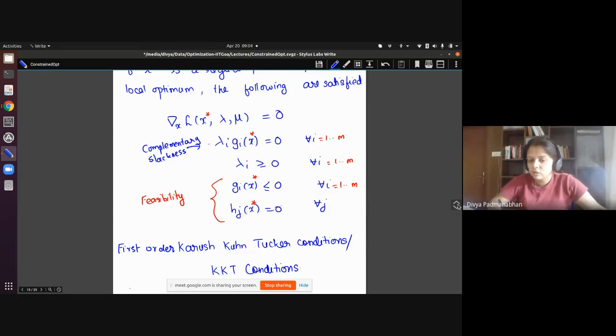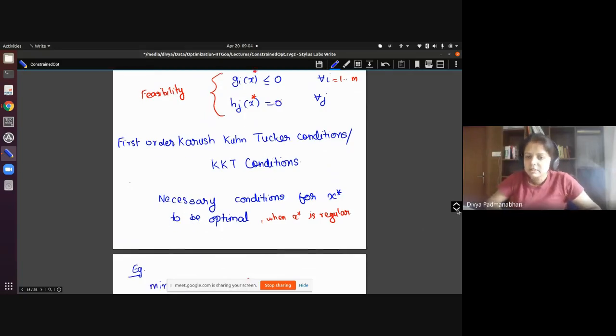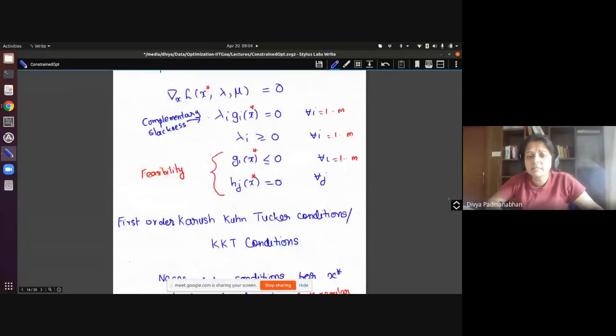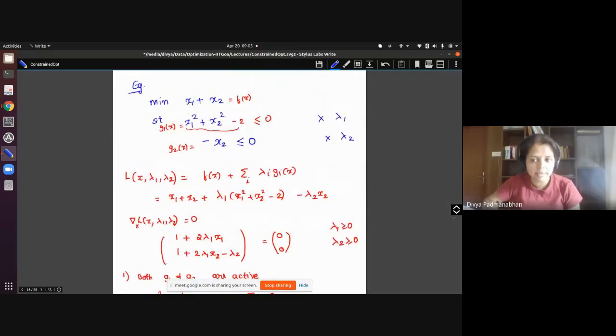These were called the first order KKT conditions, and these were necessary conditions for optimality, provided some mild conditions are satisfied. Then we saw some examples of how you can compute the KKT point. In general, it's not very evident how you can solve the system of equations. It's a nonlinear system. Because of lambda_i g_i(x) being 0, you have to inspect all possibilities. You have to take the cases where all the constraints are inactive or some of them are active, and you take all possibilities, and that's how we got the KKT points.